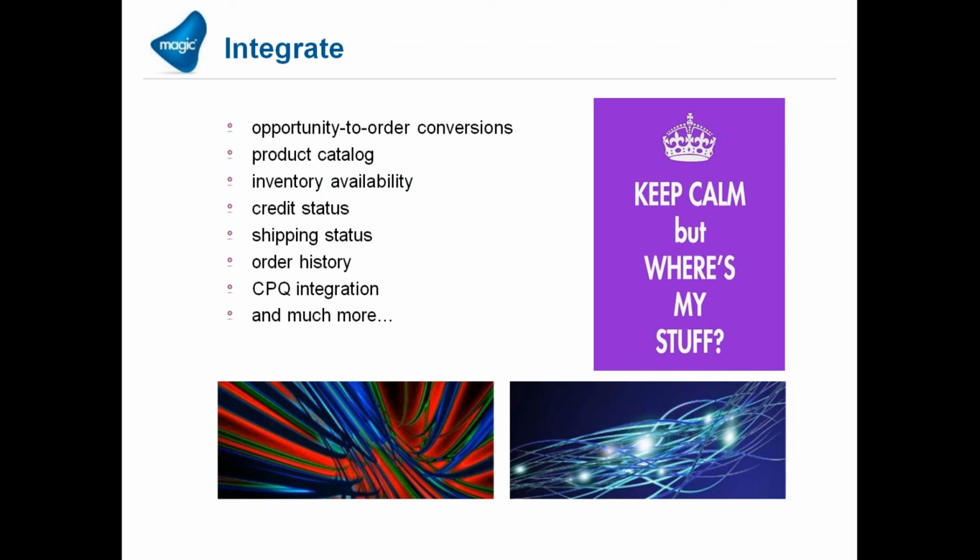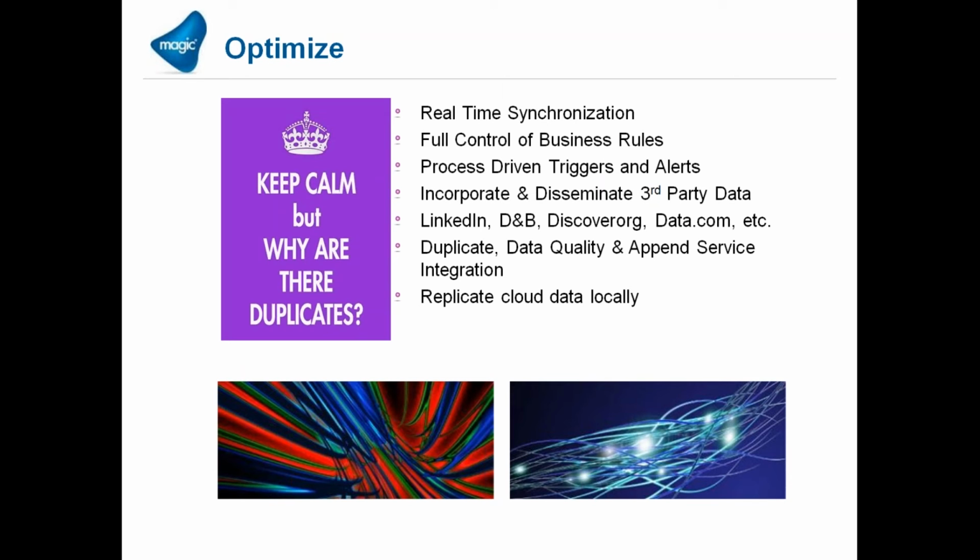The same is true for credit status. If we're selling to a customer and working on an opportunity, we want to know if the customer is in good credit standing, how much available credit they have, and so on. Shipping status is another similar question. If I've sold something to my customer, they're going to ask that classic question, where's my stuff? Hence the keep calm, but where's my stuff meme on the right side. And then you also are going to have questions about order history, things like configure price quote integration or CPQ integration, and much more. So integration is one of the key reasons to implement an integration platform solution.